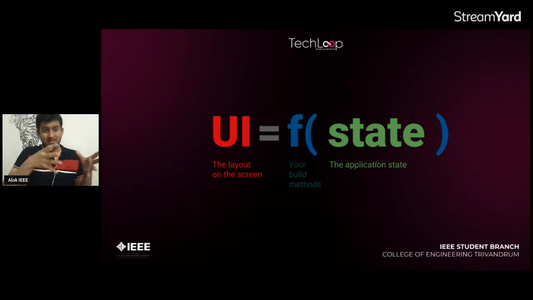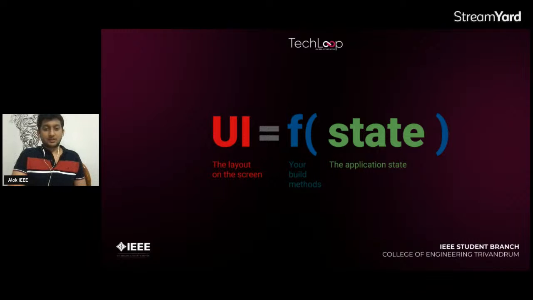So say y is equal to f of x. y changes when x changes. So that means exactly what is here: UI changes when the state changes. Now, what is state? State is data. So when there is a data change in our application, then the UI completely rebuilds, right? So that is UI is a function of state.